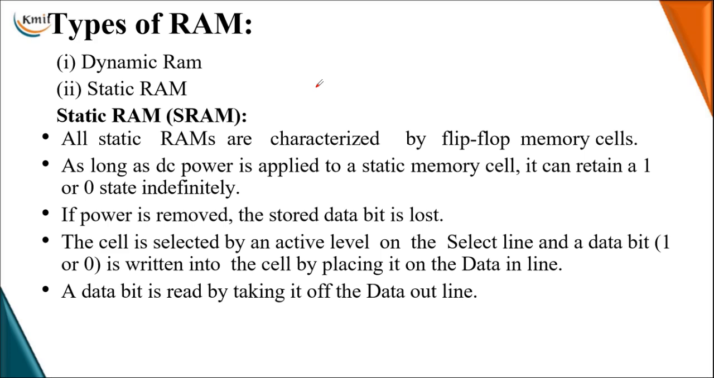In order to store the data permanently in that RAM, we always have to apply the supply voltage. If the power is removed, the stored data bit is also lost. These cells are selected by enabling the address inputs or the select inputs. Once selected, you can enter a data bit of 1 or load a data bit of 0 onto those cells. Once the power is removed, the data will be lost in static RAM.